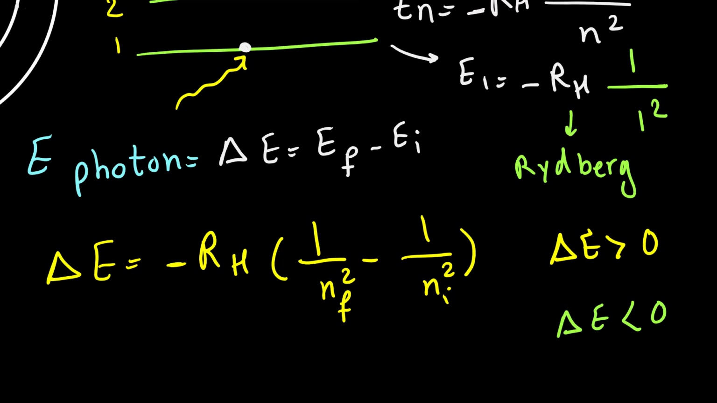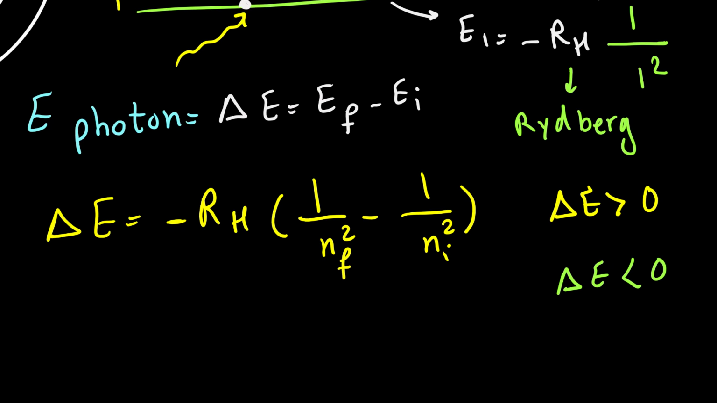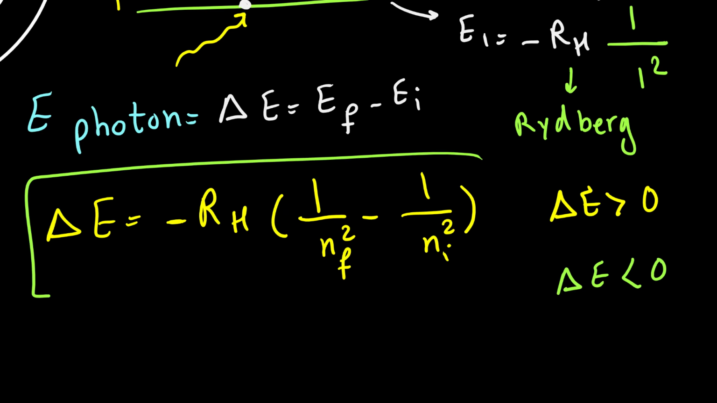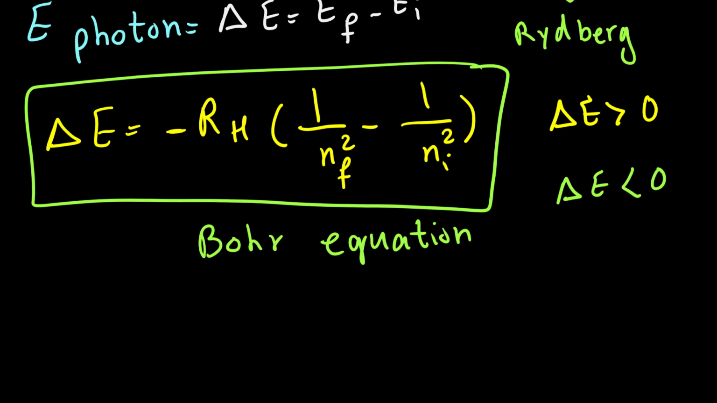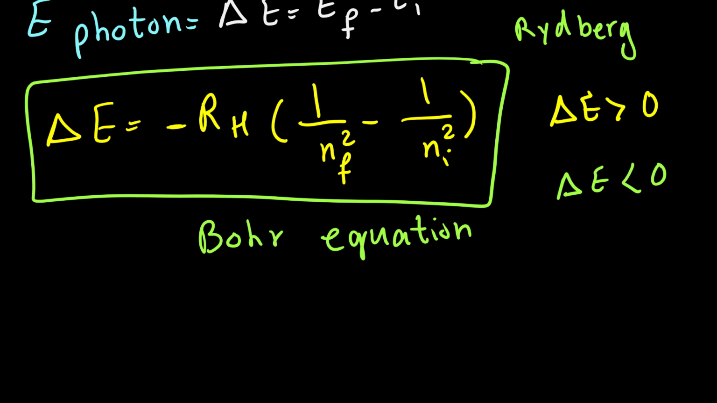But if we want to use this delta E to calculate the wavelength or frequency of light, we only use the absolute value of the energy. This equation is called the Bohr equation. And the value for the Rydberg constant is equal to 2.18 times 10 to the negative 18 joules.